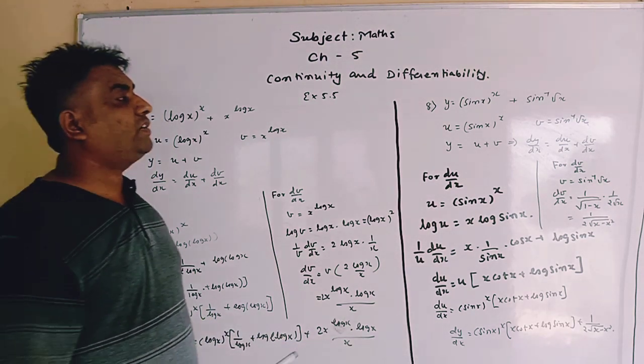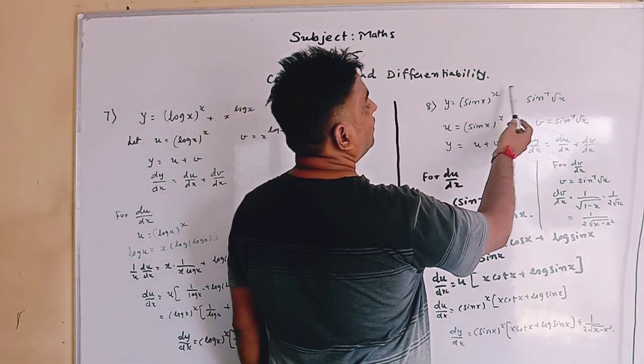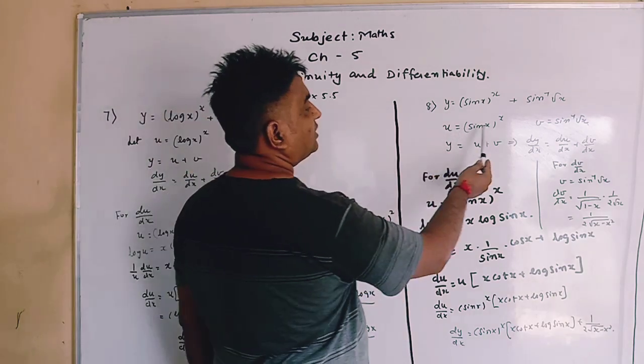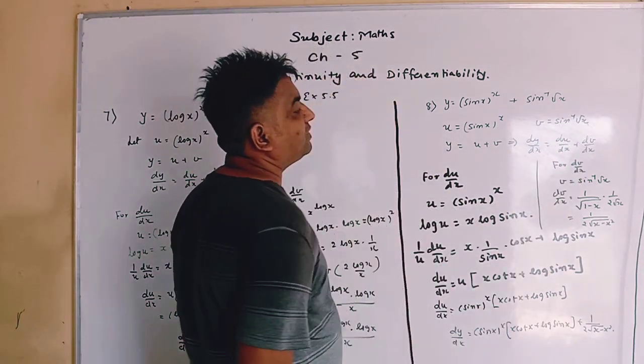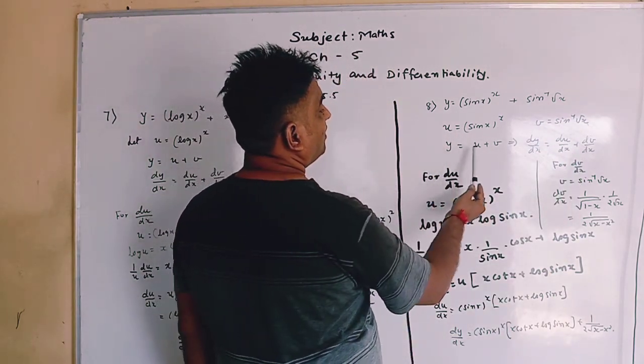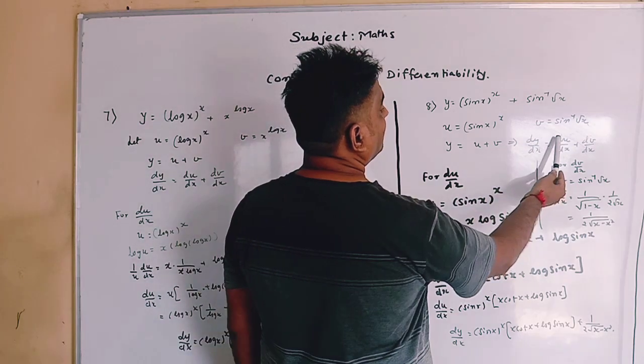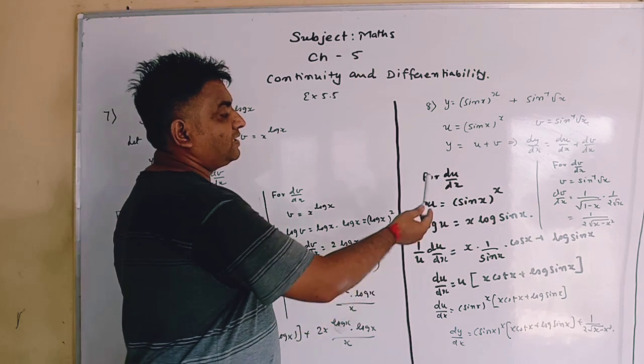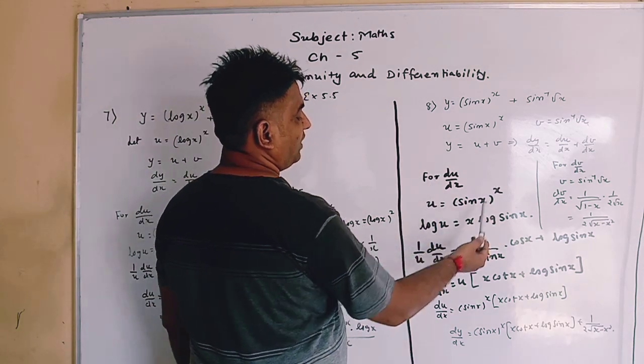Now 8th question we have y equals sin x raised to x plus sin inverse root x. So u equals sin x raised to x we take, v equals sin inverse root x we take, and y equals u plus v, then dy by dx equals du by dx plus dv by dx. And so for du by dx, u equals sin x raised to x.